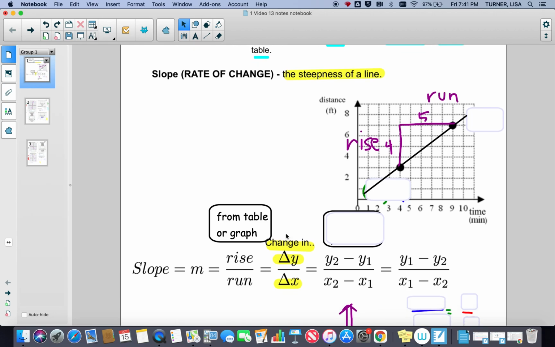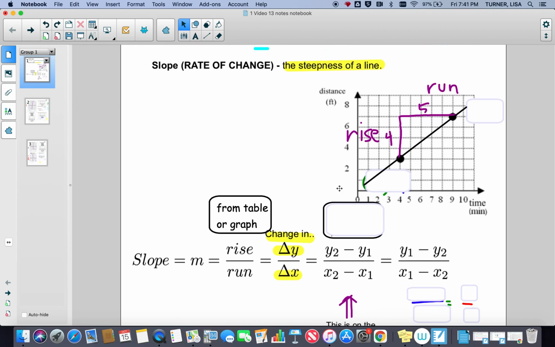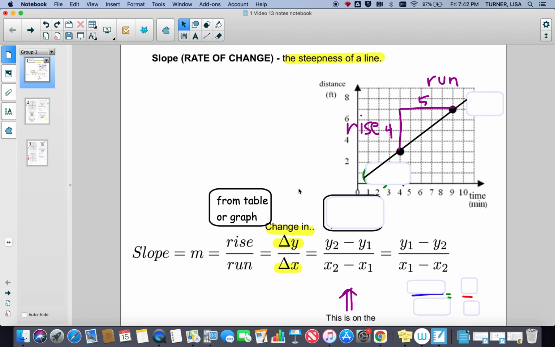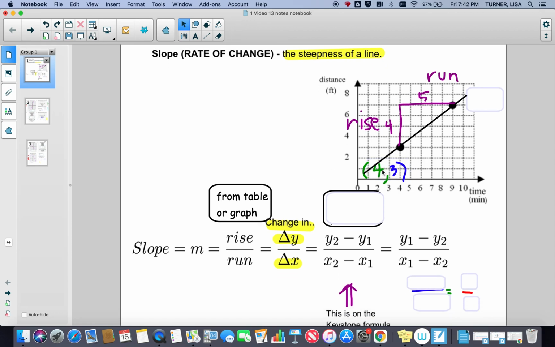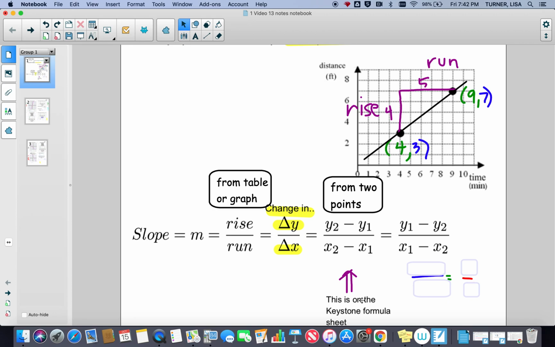All right, and so I also want you to see that sometimes you're given the points only, or you can see the points on the graph. So can you do me a favor and label this point 4, 3, so over 4 and up 3. That's the location of that point, and then the location of this point is 9, 7. All right, and so can you also write here, this is the most writing you're going to do, from 2 points, you're going to use this formula right here. And I have this typed on your paper already. This is what's going to be given on the Keystone, this little formula, if you would forget it, and this is what we use for 2 points.